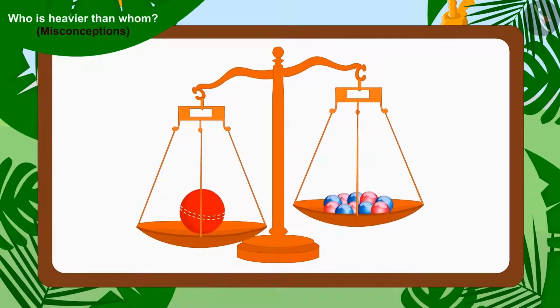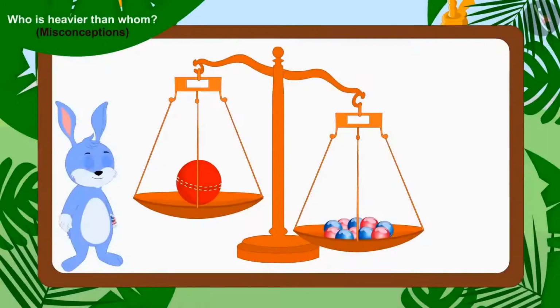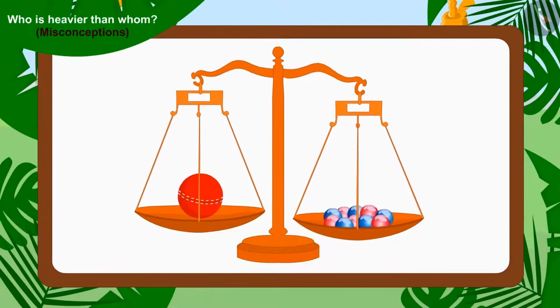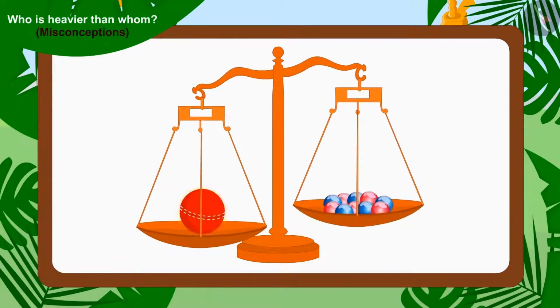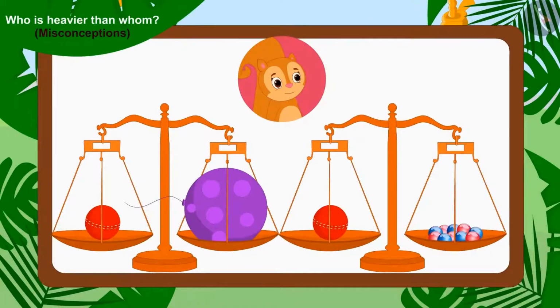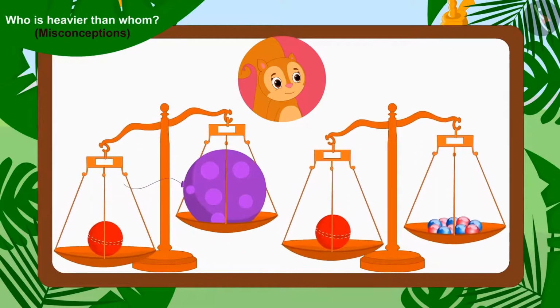Yes, the weight of Chanda's one cricket ball is more than Bunny's 10 marbles. This means that Bunny was wrong. Of the two items whose weight is being compared, the item with a larger quantity does not always weigh more. Bunny and Appu agreed that the weight of Chanda's one cricket ball is more than Appu's balloon and Bunny's 10 marbles.